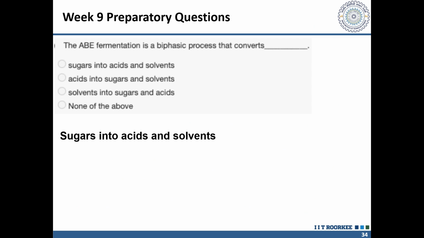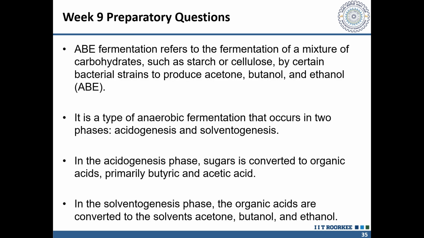Next question is: the ABE fermentation is a biphasic process that converts... Before going to the answer, I will explain what ABE fermentation is. ABE fermentation refers to fermentation of a mixture of carbohydrates such as starch and cellulose by certain bacterial strains to produce acetone, butanol, and ethanol. Therefore, the name ABE has come. So producing acetone, butanol, and ethanol by the fermentation of starch or cellulose is known as ABE fermentation.